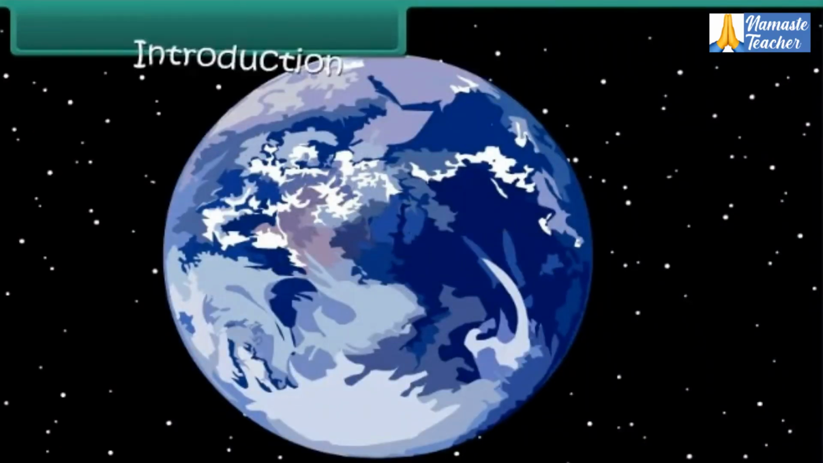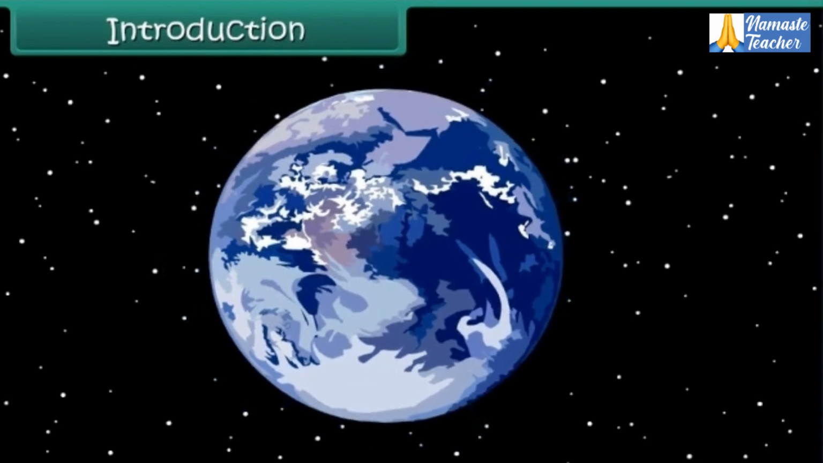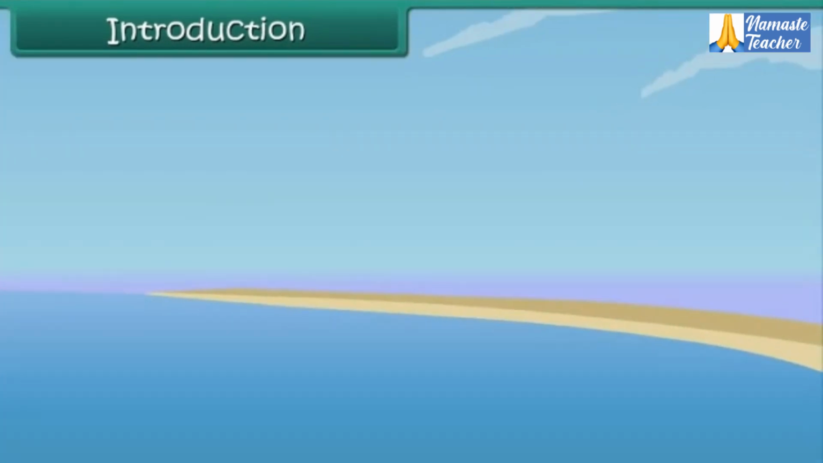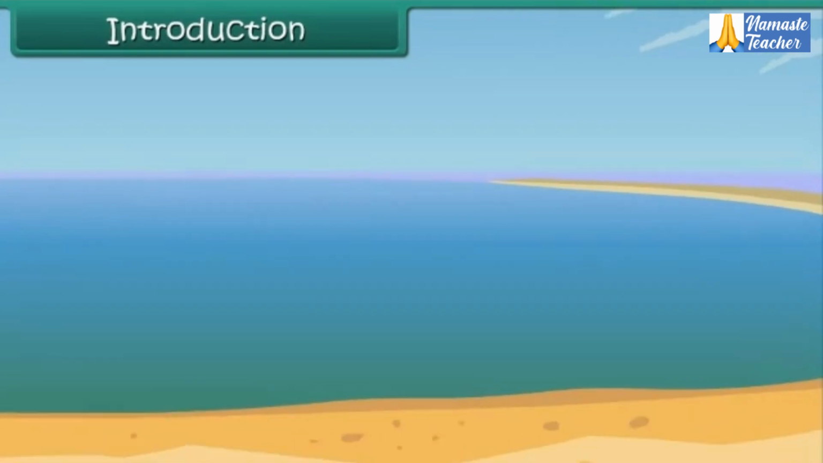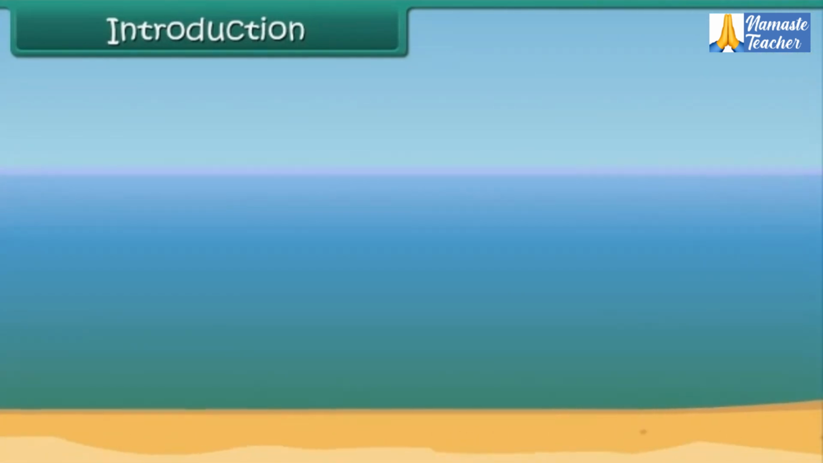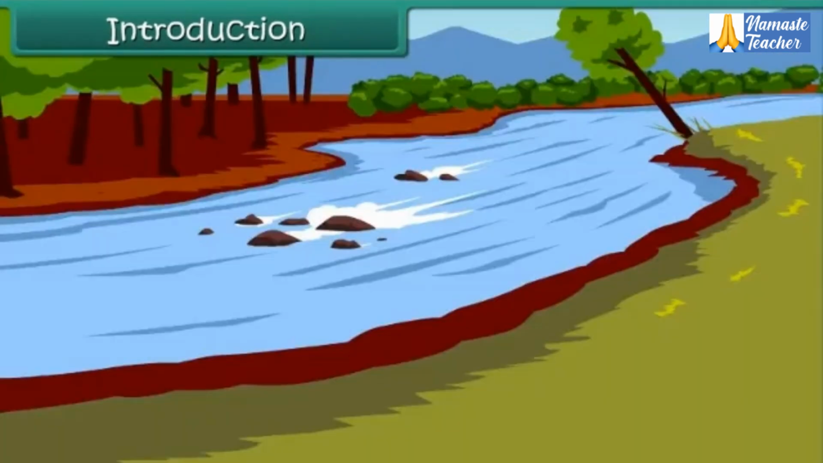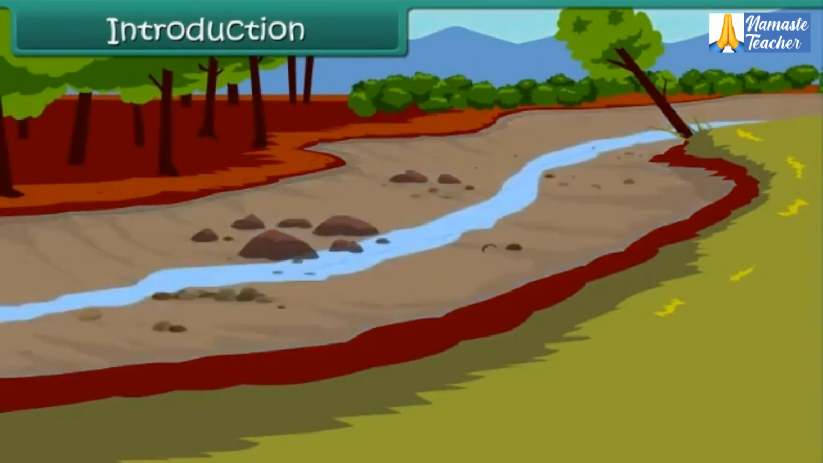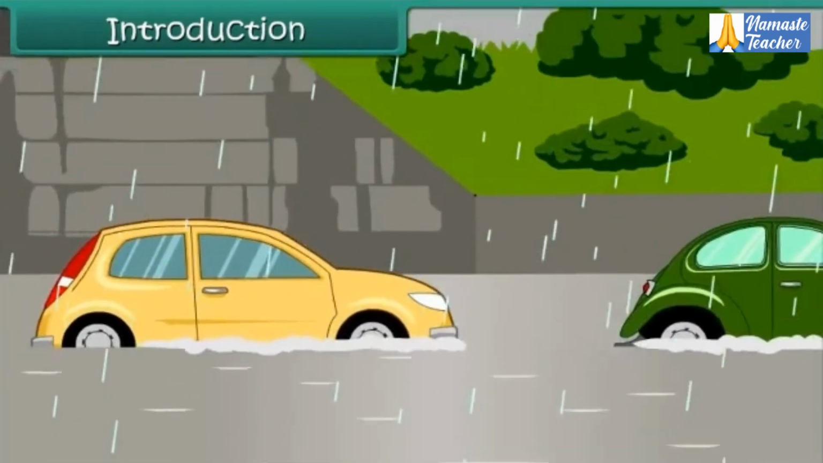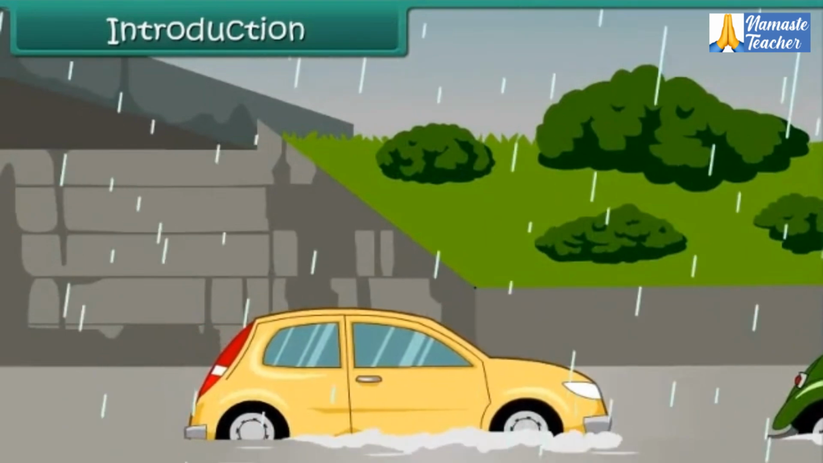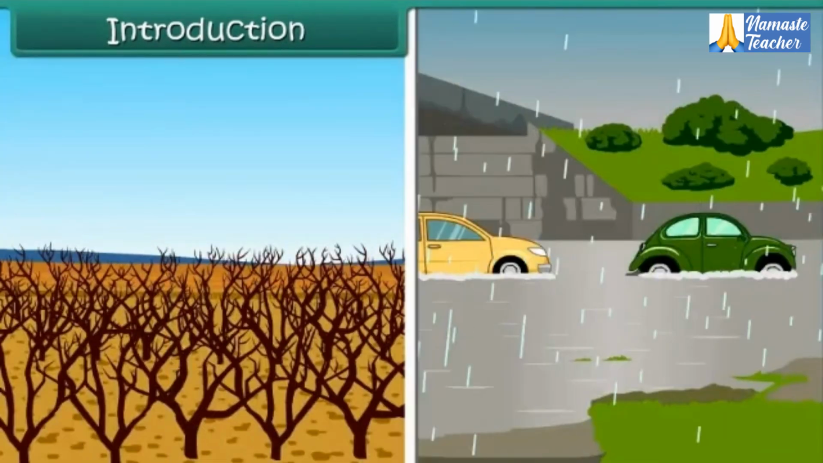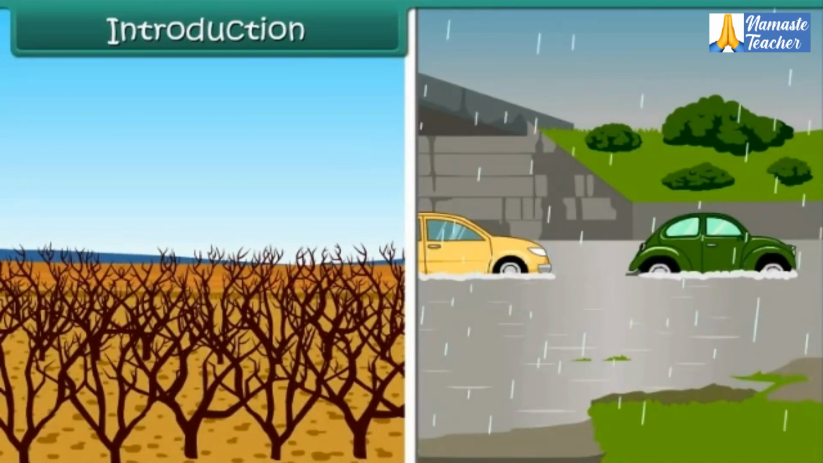Introduction. Earth is known as the blue planet because of abundance of water on its surface. In fact, 70% of Earth's surface is covered by water. However, in summer, everyone talks of shortage of water. Strange, isn't it? What is even more strange is a couple of months later during monsoon, we talk of floods. In this lesson, we will learn about the effects of droughts and floods on Earth. We will also learn the ways to overcome these problems.